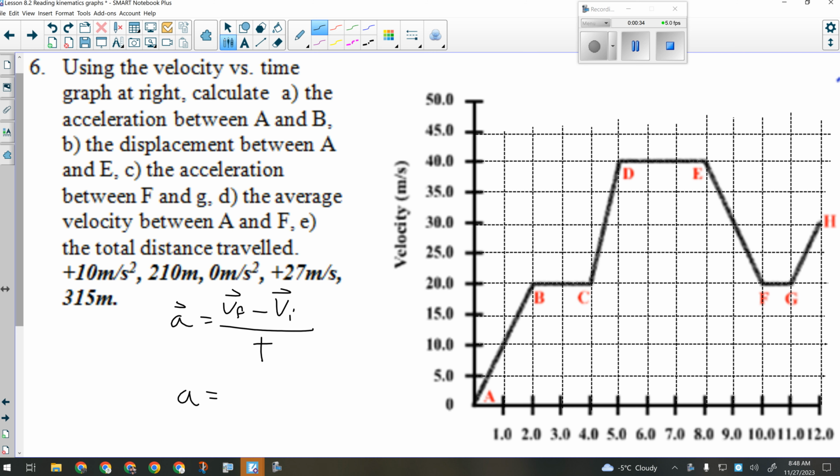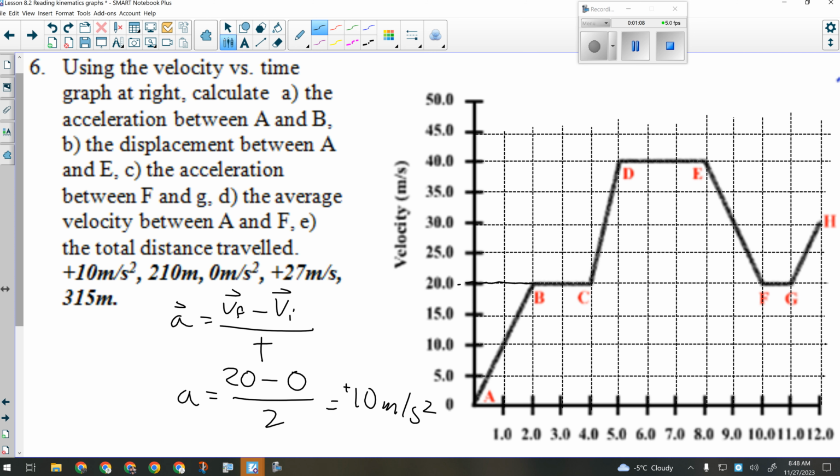All right, so my final velocity is, according to the graph, 20 meters per second. Okay, my initial velocity is 0, and that takes 2 seconds. Okay, so that's going to mean positive 10 meters per second squared. Why do I need the positive on there? Because acceleration can be negative too. Right, acceleration is a vector quantity. I have to indicate that this is making the velocity more positive. Okay, it is in a positive direction.